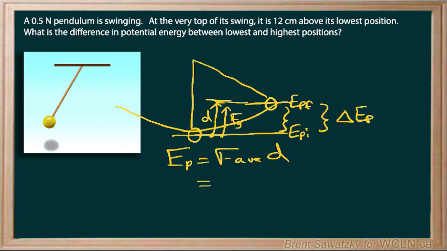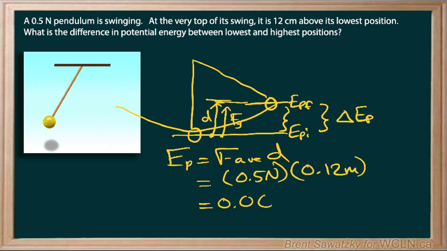So that is definitely one way to solve this problem. The average force is 0.5 newtons, because that's the weight of this pendulum. So the Fg, and then we have the d, which we're told is 12 centimeters above its lowest position. So that means a vertical movement of 12 centimeters. We can convert that into meters, and we're set to calculate that out. So 0.06 joules. Now, that's the change in potential energy.